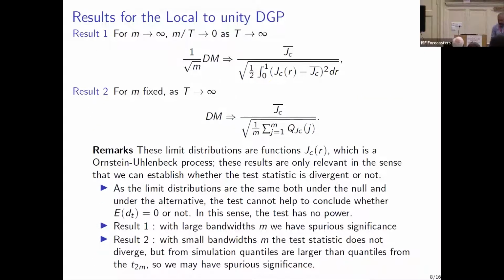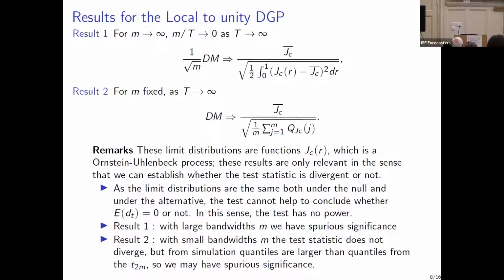So I have a couple of results that you can derive for the Diebold-Mariano statistic in this case. Results 1 and 2 are one if you think of m going to infinity, the other one if you think of m fixed. Really, this basically means result 1 is when you take a relatively large m, a relatively large bandwidth in your experiment. Result 2 is when you take m, your bandwidth, to be very little, maybe 1.